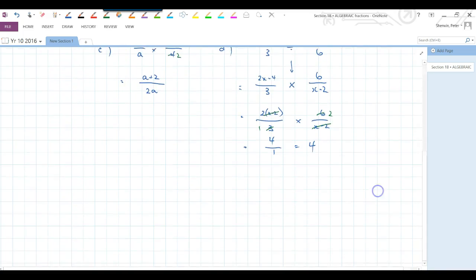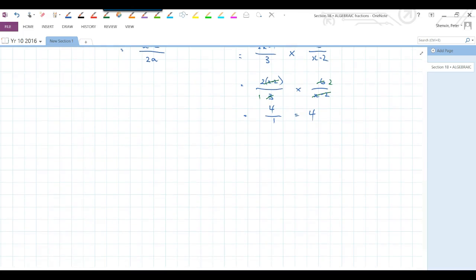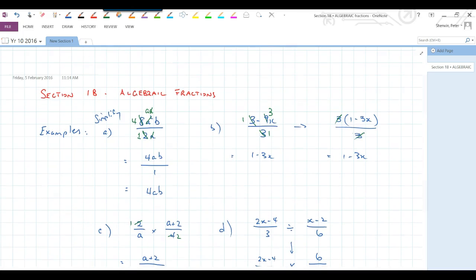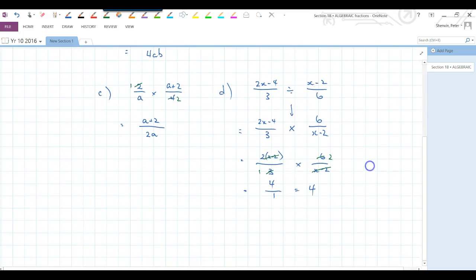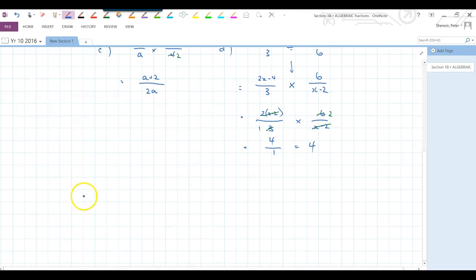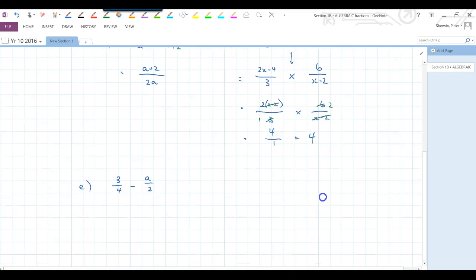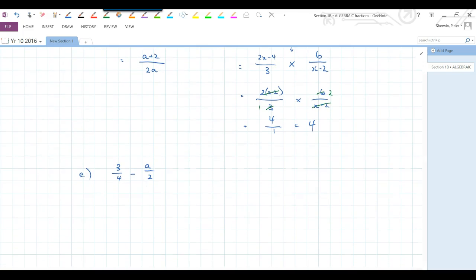Okay, moving on. We're looking at algebraic fractions of all different types. The single type, where we have to do a bit of factorizing before we cancel, multiplication and division, and of course now we need to look at addition and subtraction. So my first example is a subtraction, 3/4 minus a over 2. Remember with fractions, when you add and subtract, you can't move until you've got the same denominator. So our first job is to rewrite with a common denominator, and that is going to be 4.